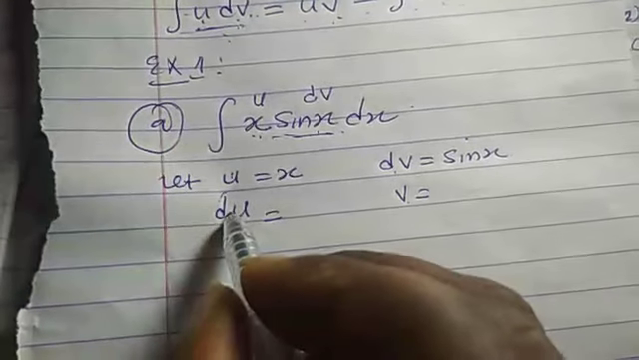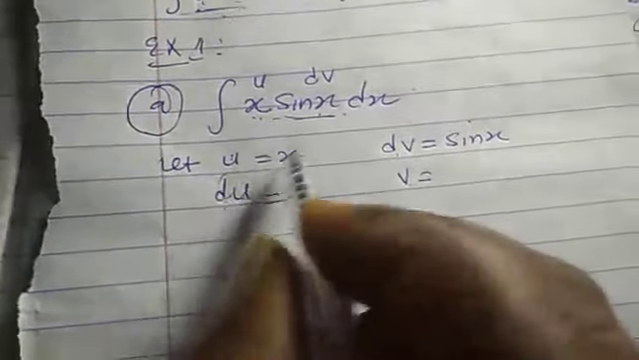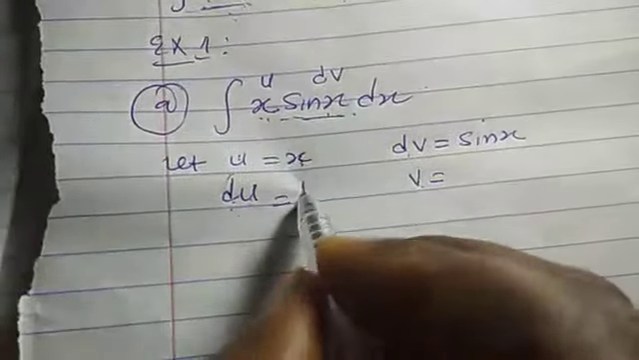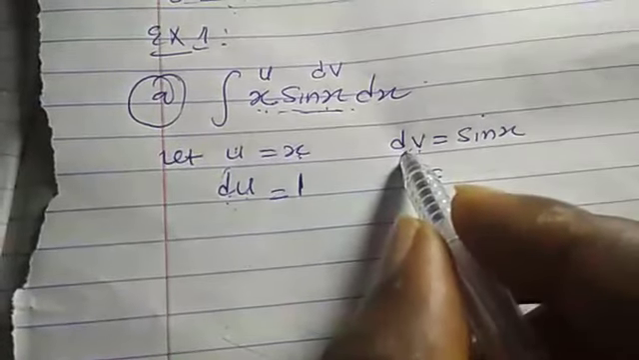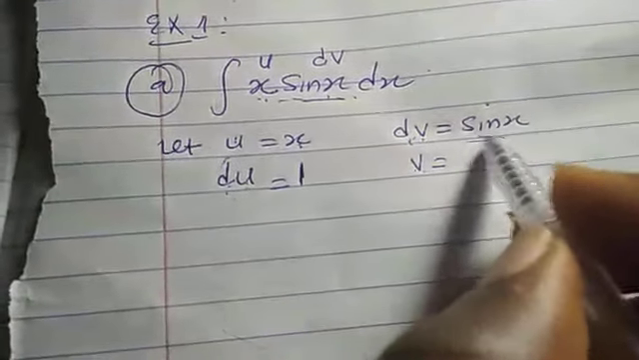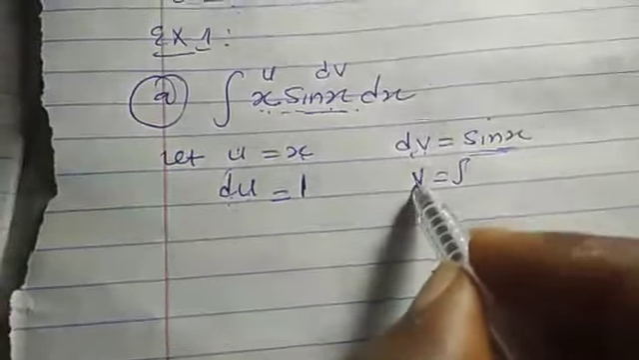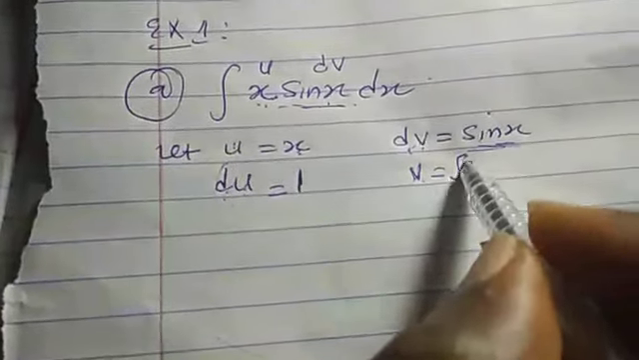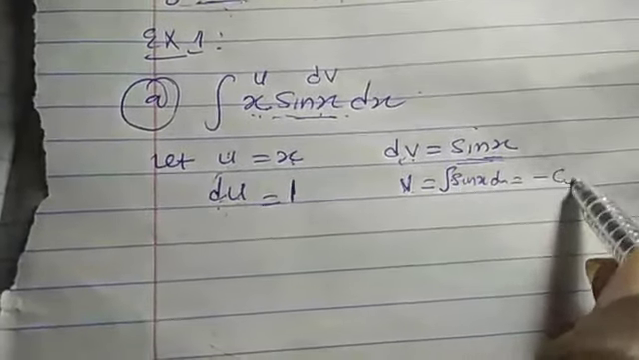What is the meaning of du? du simply means differentiation of u. So if I differentiate this x, I will have 1. Also, dv means it has already been differentiated. I want to have v, and v simply means integration. So I will integrate sin x, which I can do. It will give me minus cos x.